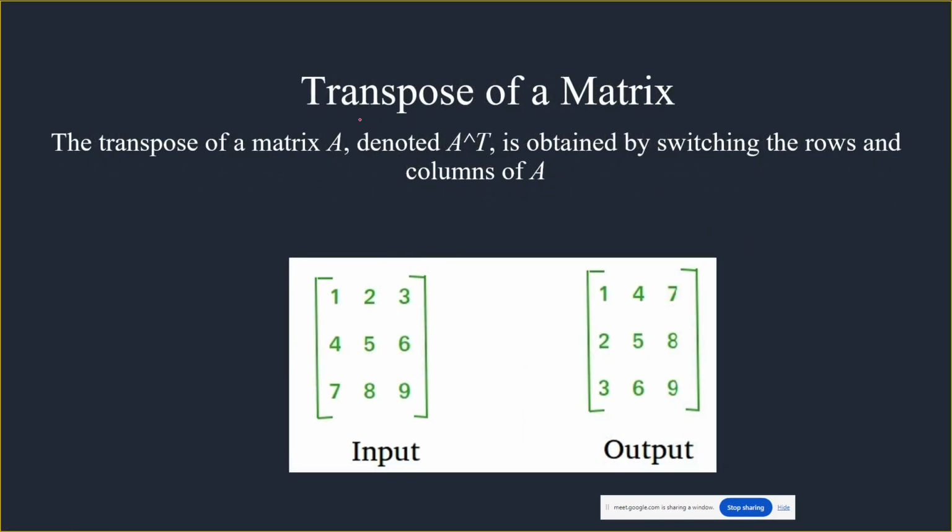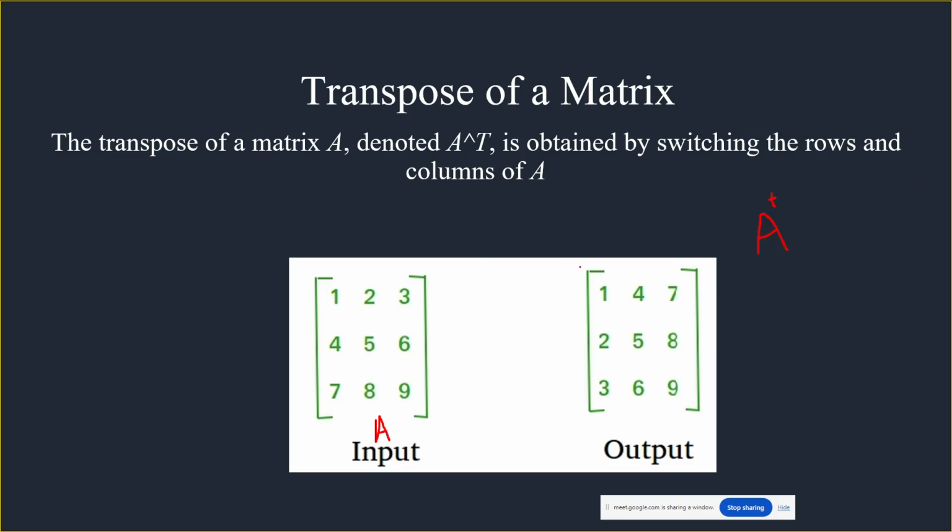Yeah, so here we have the transpose of a matrix. Let's assume this matrix as A or B or C. You can annotate it with anything and denote it A transpose, A superscript T. We can write this as A^T, which is obtained by switching the rows and columns of A.